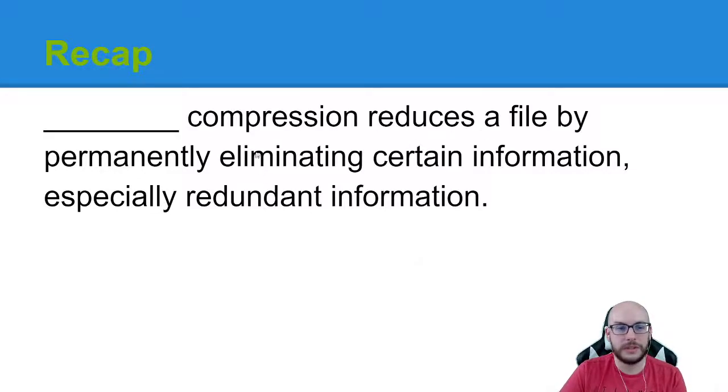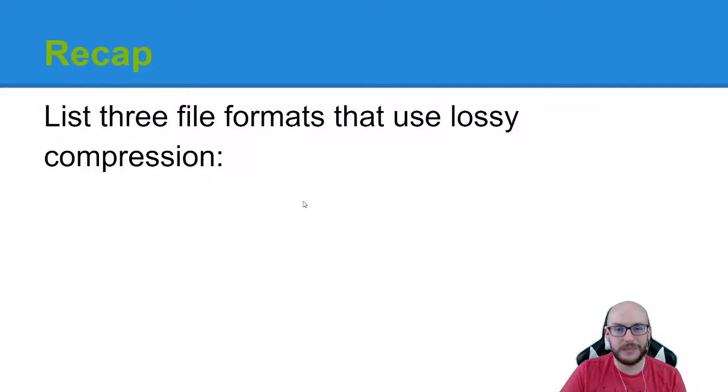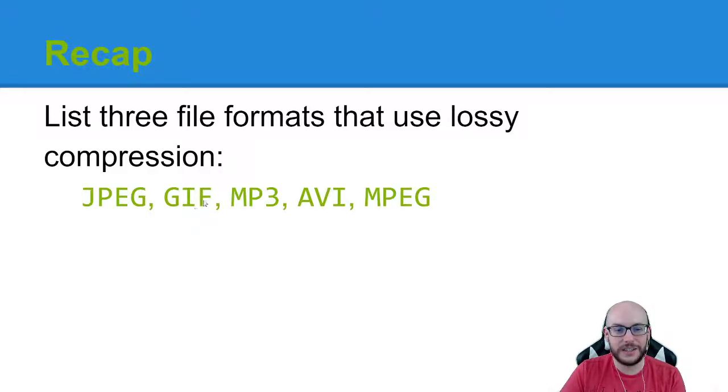Lossy compression reduces a file by permanently eliminating certain information, especially redundant information. We do lose some data. List 3 file types that use lossy compression. Lots of images. JPEG, I know you're all familiar with the deep fried nature of a JPEG. That comes from the lossy compression. Other things include a GIF, audio such as MP3, AVI is a video format, as well as MPEG. Lots of lossy compression going on.